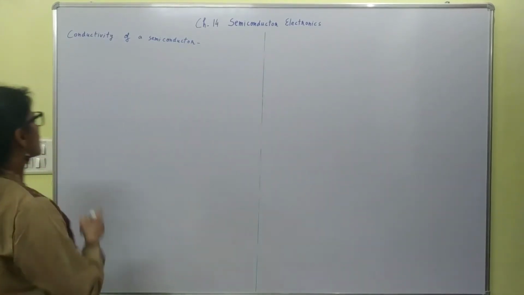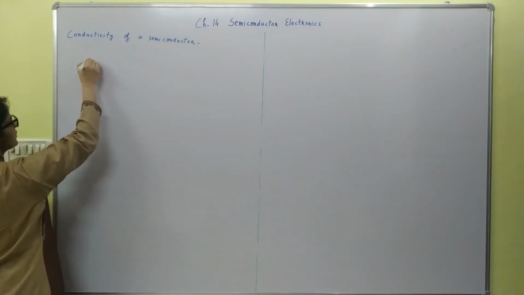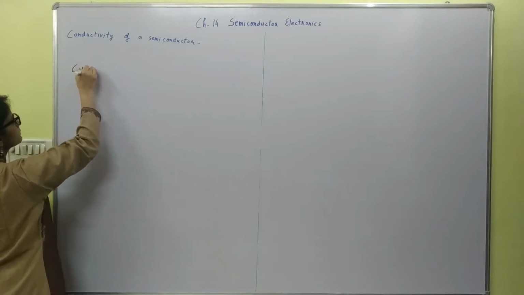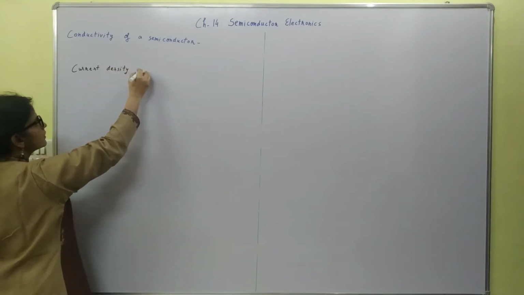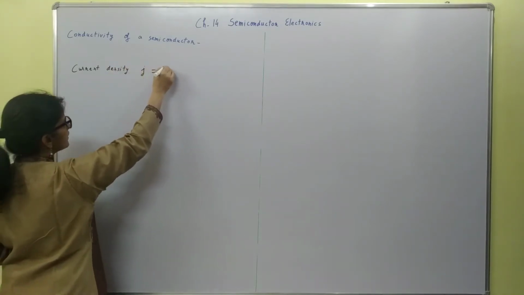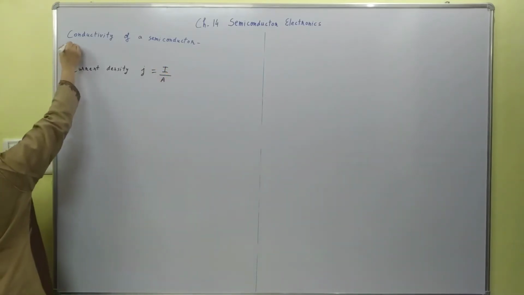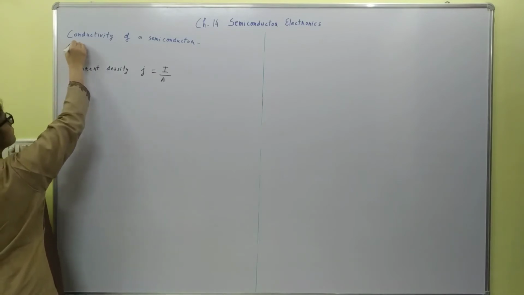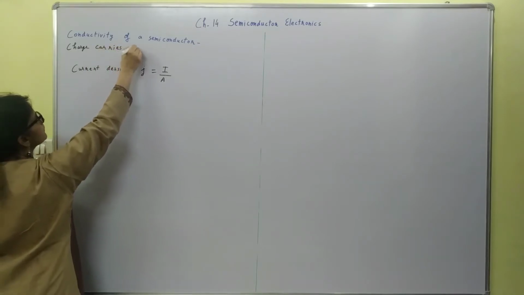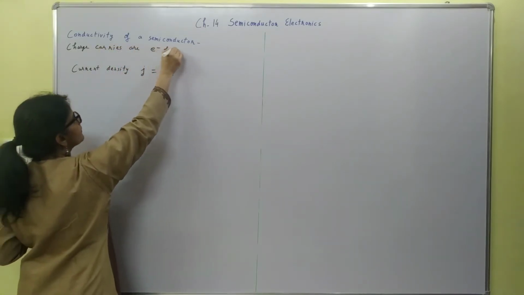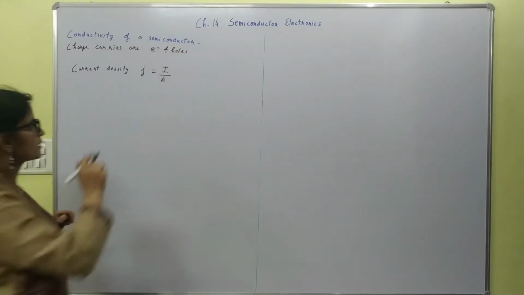Now we know the formula for the current density, denoted by J, and this current density is current per unit area. We need to mention here that the charge carriers are electrons and holes. So the current is due to both electrons and holes.